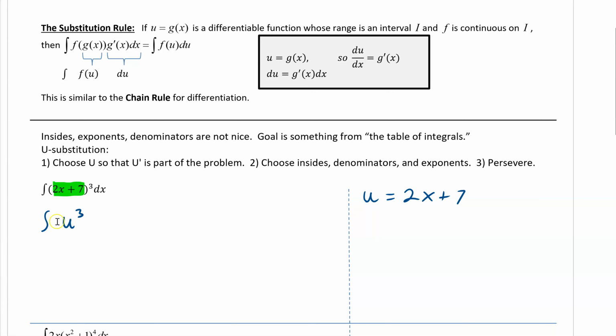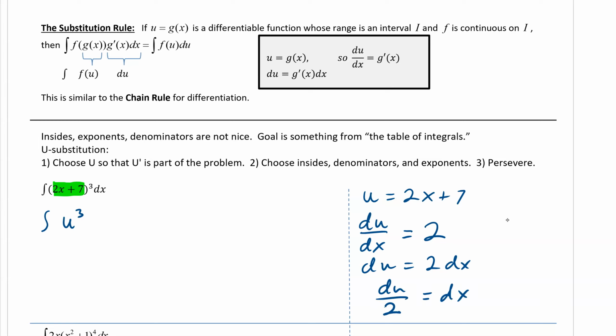But now it's a u, not an x, so we have to get rid of our dx as well and change it into du. So if we come over to this u and we take the derivative with respect to x, we end up with this. And then if I cross multiply it, I end up with this. And so now I can solve for my dx, which gives me du over 2. Replacing that, I end up with this.